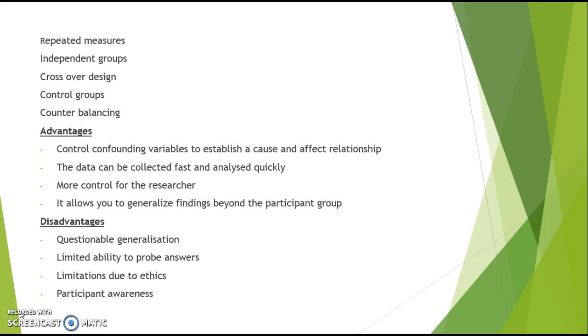I'm now going to move on to the advantages of using quant data. One of the advantages is it controls confounding variables to establish a cause and effect relationship. So there the IV would not affect the DV. The data can also be collected fast and analysed quickly. There's more control for the researcher, as, for example, it could sometimes be done inside a lab, so therefore you just have control. It allows you to generalise findings beyond the participant in the group.